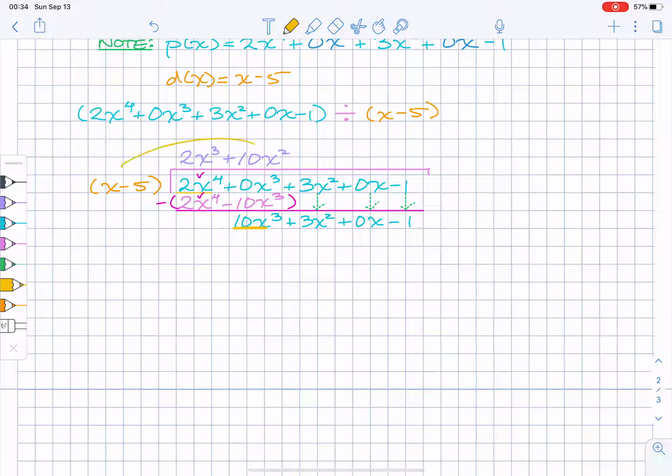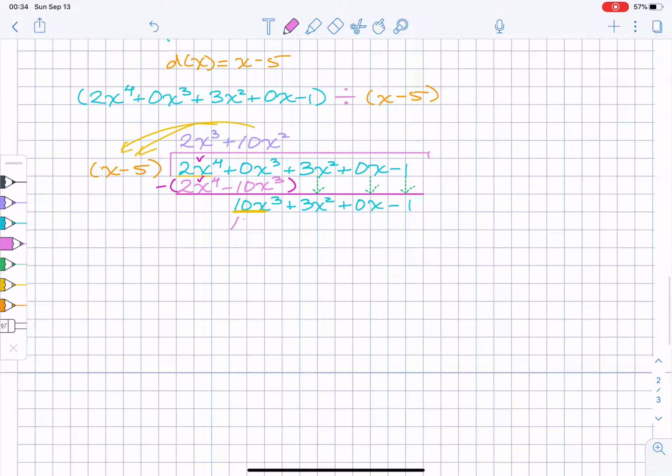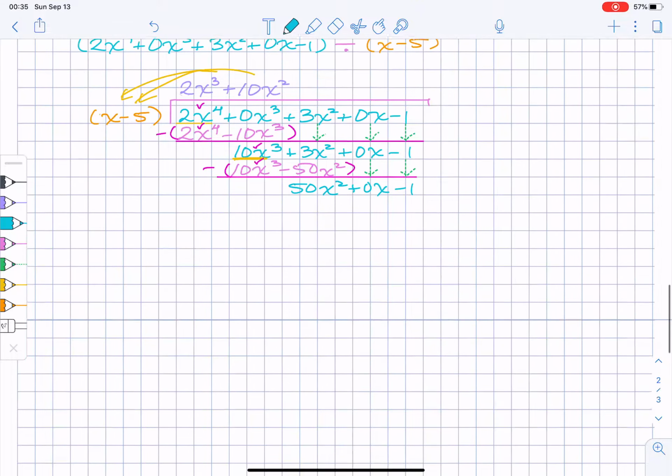Now when I distribute that to each term in the divisor, what do we get? Well, we will get 10x cubed minus 50x squared. That's without fractions. Imagine if I'd left the fractions. Maybe I shouldn't try and make these things up on the fly. They're too ugly, aren't they? So 10 minus 10 goes away, but 3x squared plus 50x squared will be 53x squared. Then once again, we're going to drop down the 0x and the negative 1. So plus 0x minus 1. And start again.